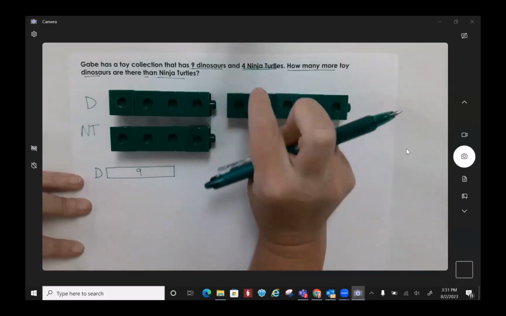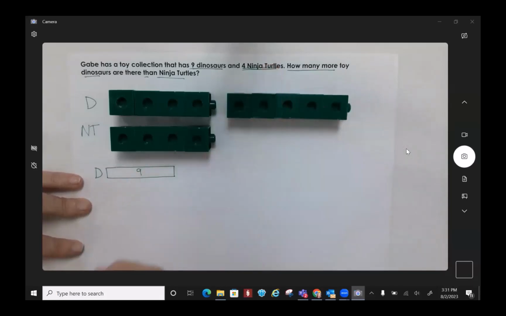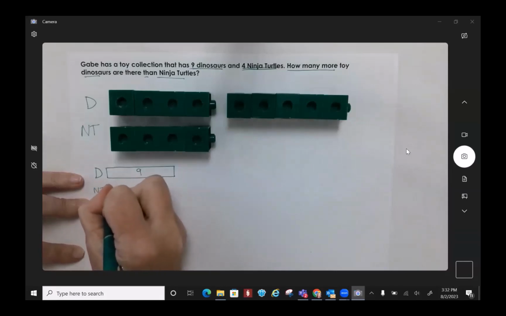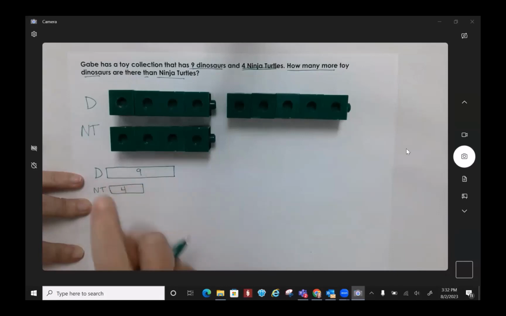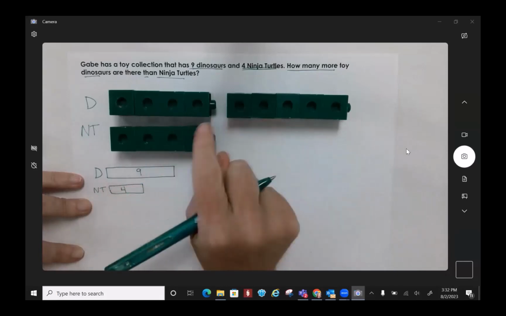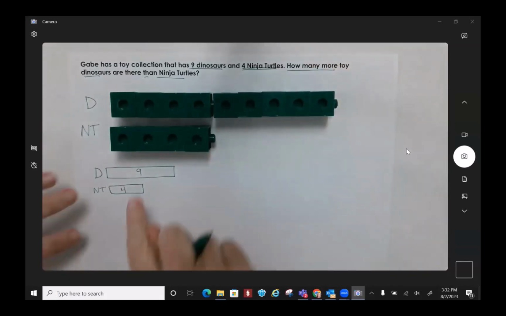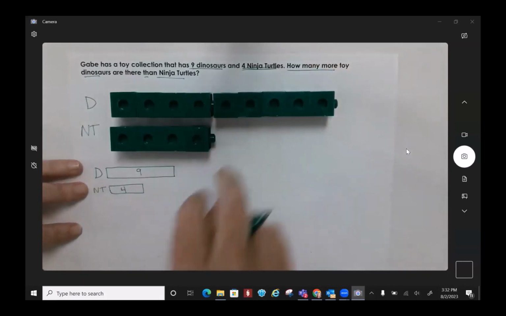Now, when I get ready to draw my Ninja Turtles, I have 4. So I know my bar for Ninja Turtles needs to be shorter. And you can see how my bar model looks very similar to my snap cubes. So I'm drawing a representation that goes along and matches my concrete model.